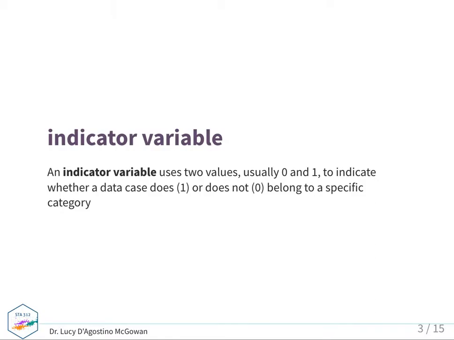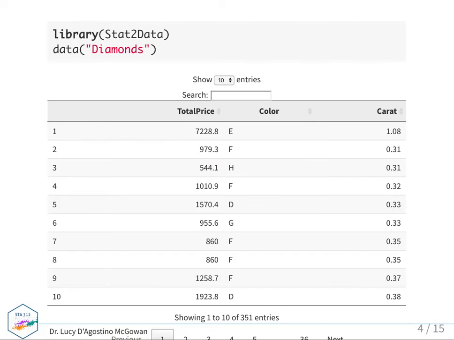An indicator variable uses 2 values, usually 0 and 1, to indicate whether a data case either does or does not belong to a specific category. There are different terms for this. Indicator variables, I think, is a common way to describe this, but dummy variables is another one that sometimes people use. Or for some reason in data science, they call this one-hot encoding, I think. These are all describing the same process.